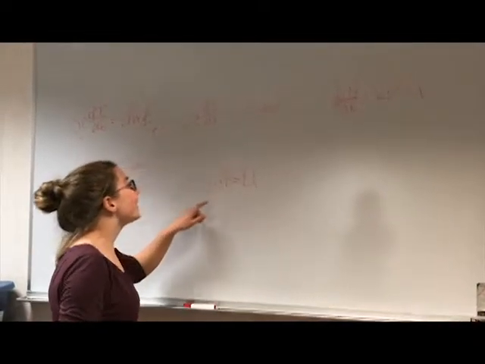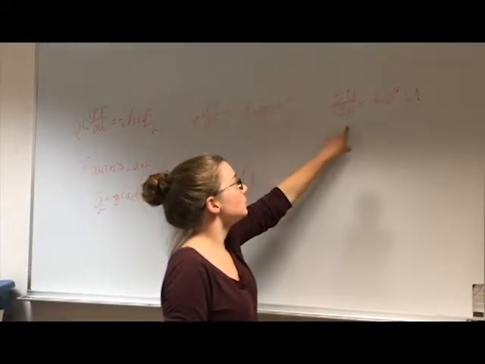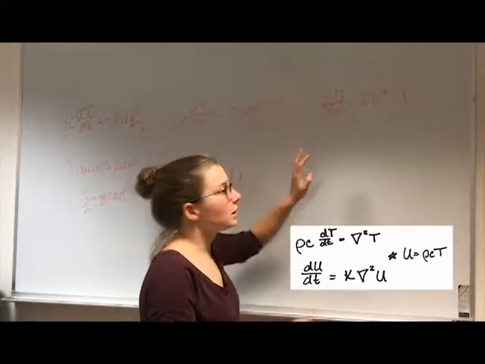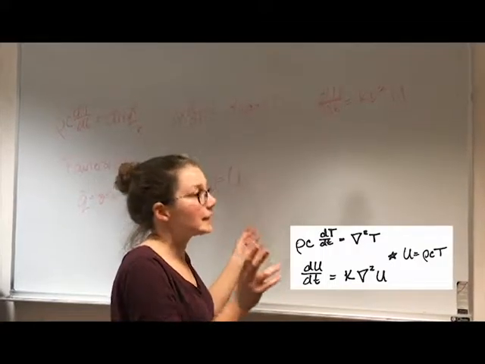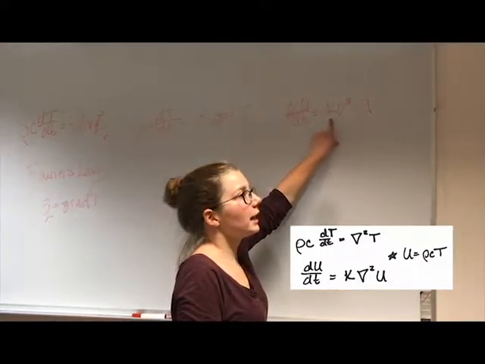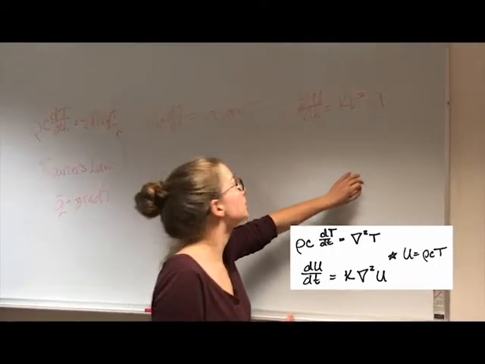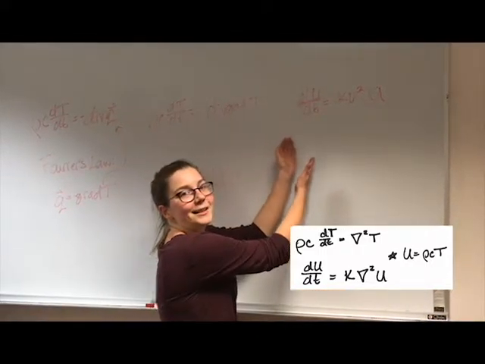So we can take this rho c of T and say that that is equal to du/dt. And we can also just say that this rho c is now just a constant, a constant k of proportionality. And so now over here we have k times the del operator squared, which is just a fancy way of writing div grad of u. And this is the heat equation.